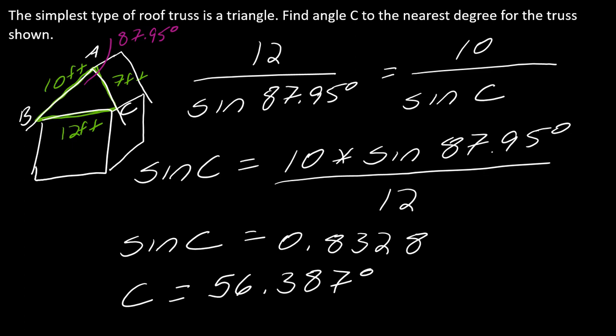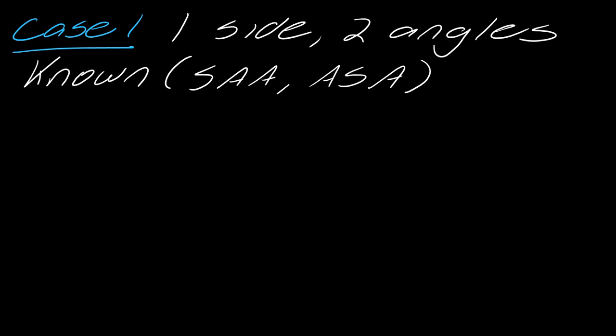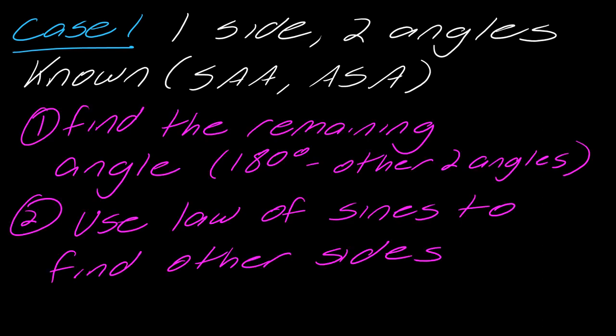Cool. So just to finish this video out, let's review all the cases and just how to solve them, because we've done a lot now in this series. So with case 1, that's where you know one side and two angles, so that was either side, angle, angle, or angle, side, angle. We find the remaining angle, taking 180 minus the other two angles, and then we can use the law of sines to find the other sides.